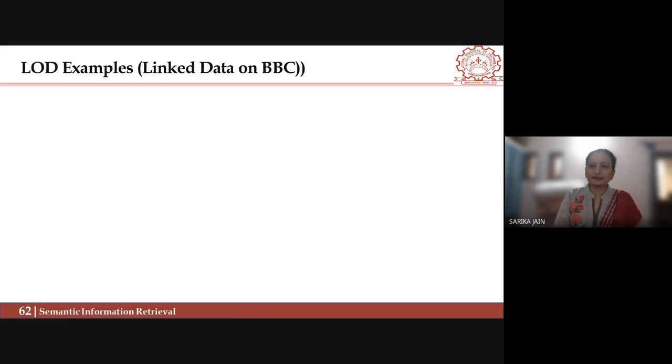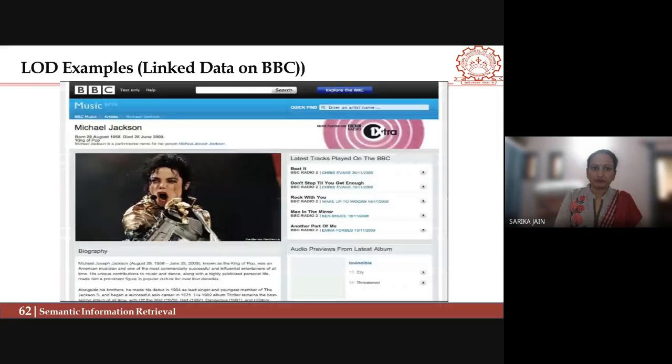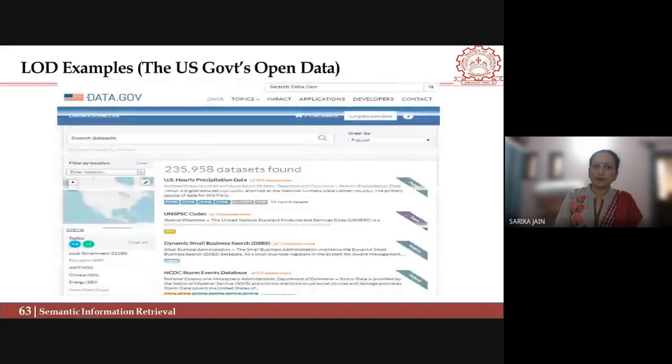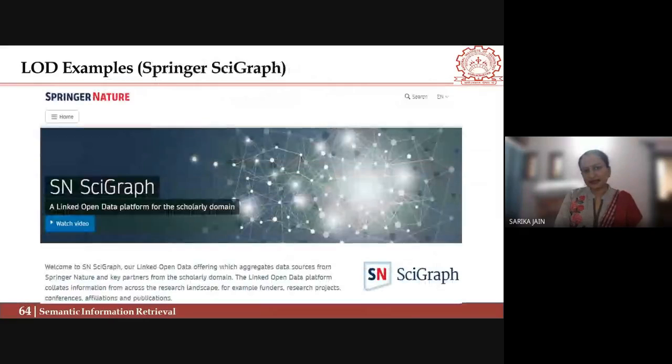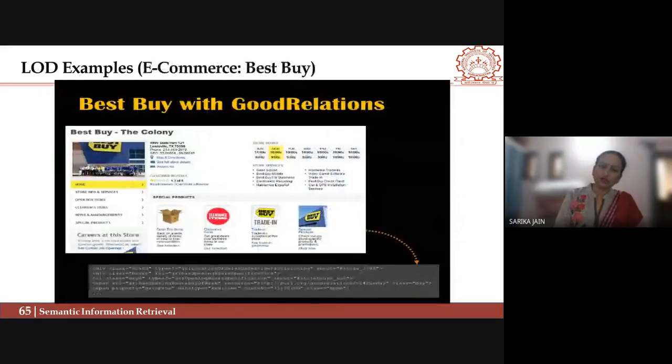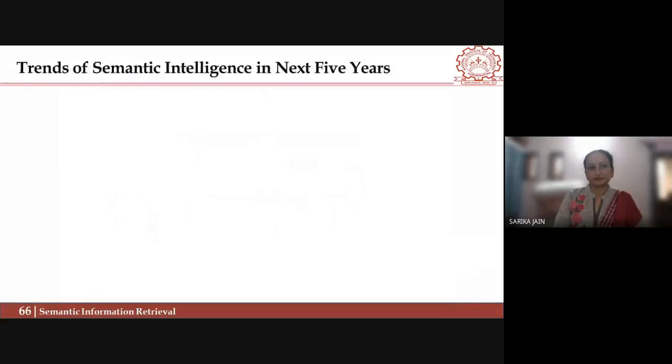An example is linked data on BBC. The US government's open data is another example. So government is also utilizing LOD. The Springer SciGraph: all the research papers are saved in the form of SciGraph, a linked open data platform for the scholarly domain used by Springer Nature. For e-commerce, Best Buy uses the GoodRelations ontology as background knowledge.